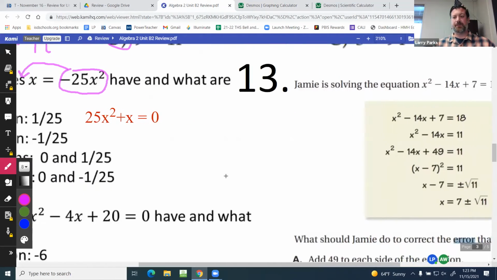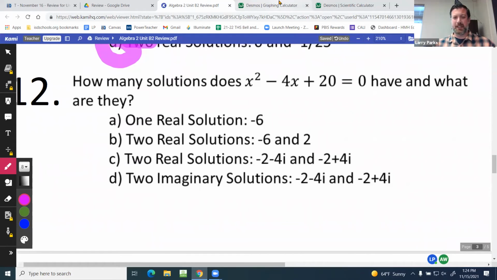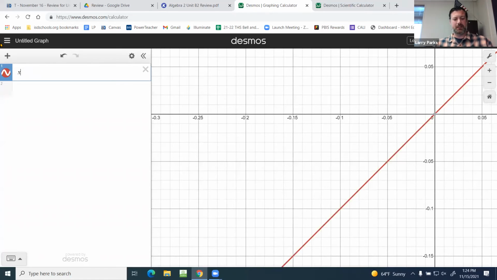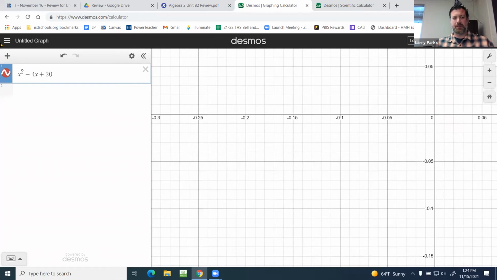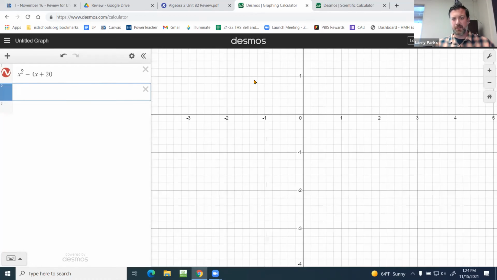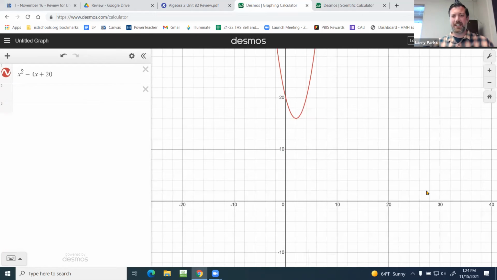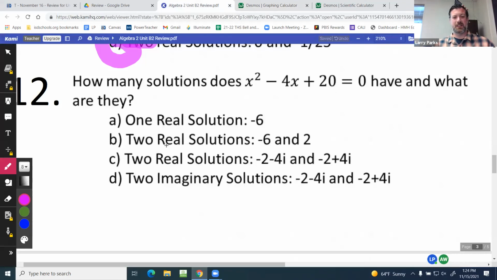Okay. Number 12. How many solutions does this have? Same thing, type it in. X squared minus 4x plus 20. Oh, there you are. How many times does the red parabola cross the x-axis? It does not. So how many solutions does it have? It has 2. They're non-real. Another way to say that is imaginary. And the only one that says imaginary is D. So I'm going to go with D.